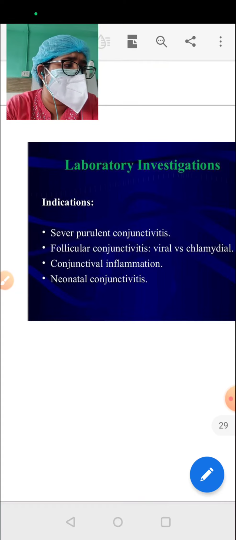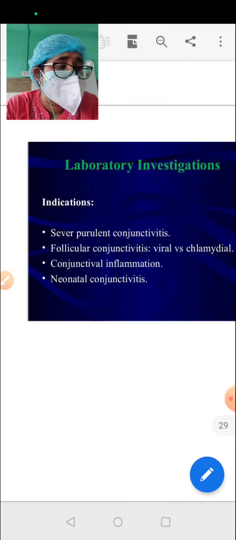The management is that we give systemic antibiotics to those children, and topical antibiotics and tear substitutes. So this is all. Completed your classes on cornea and conjunctiva.